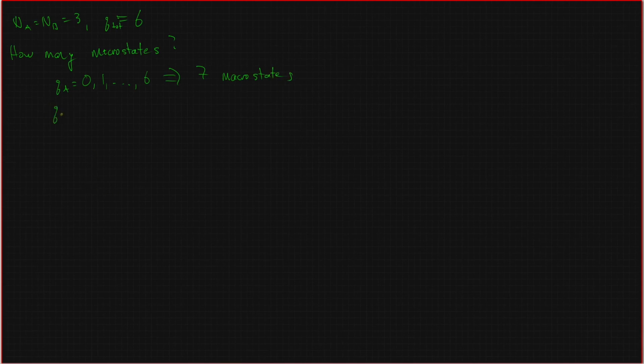And here we could also just write QB. It's automatically specified by QA since they're bound by the total. So it's just 6 minus QA. And then just keep on subtracting all the way down.